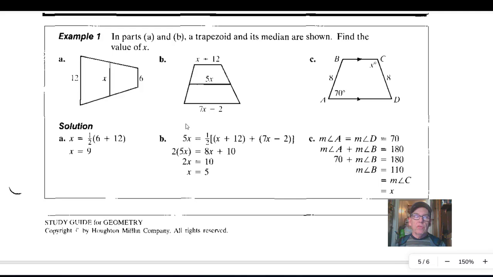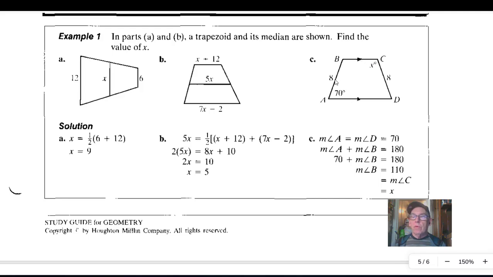So they do some examples for us here. 6 and 12 is 18, divided by 2 gives us 9. Here, these added together gives us 8x, plus 10 equals 10x. 8x plus 10 equals 10x. And x is going to be 5 for this one.